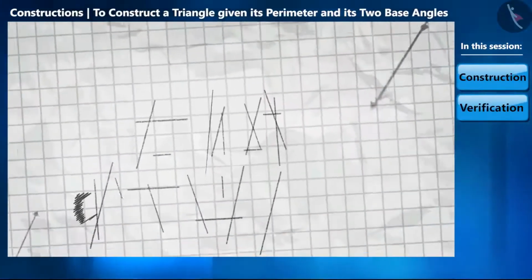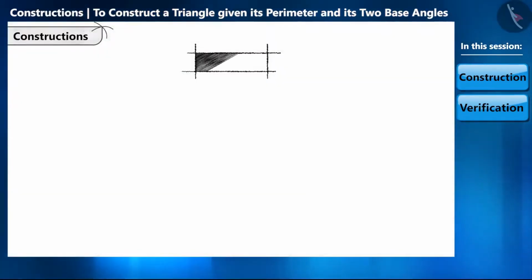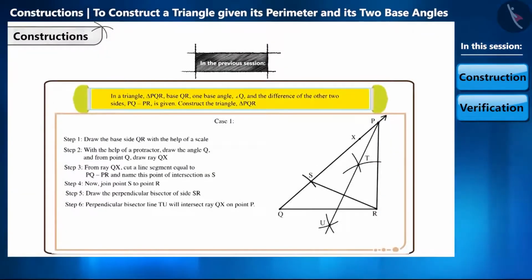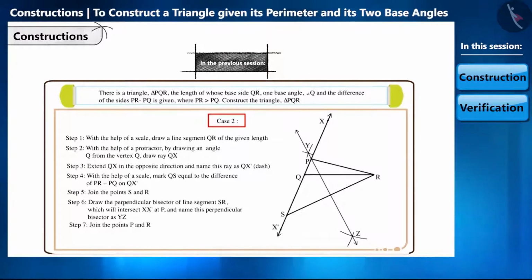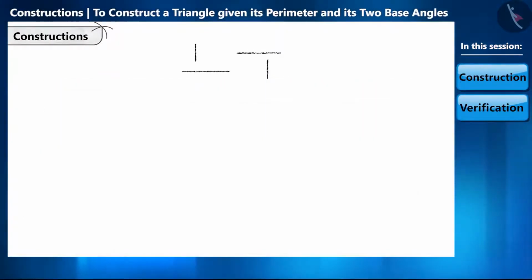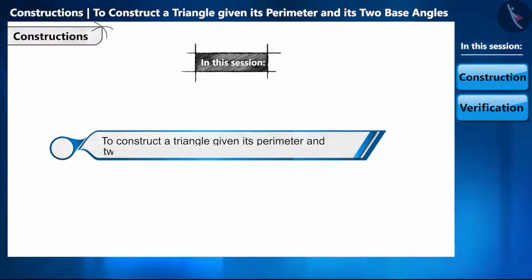Hello friends, welcome to this video on constructions. In the previous video, we solved some questions based on the construction of a triangle. We constructed triangles for which information about their base side, one base angle, and the difference of the measure of the other two sides was given. In this video, we will learn to construct a triangle for which information is given about the sum of its three sides, that is the perimeter, and the measure of its two base angles.